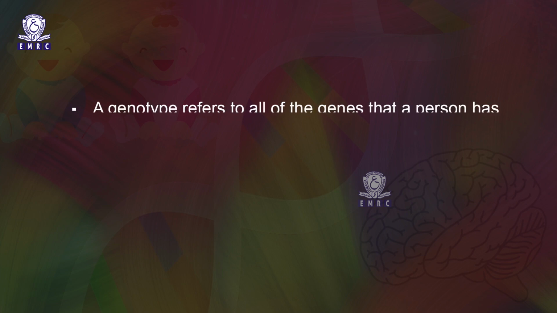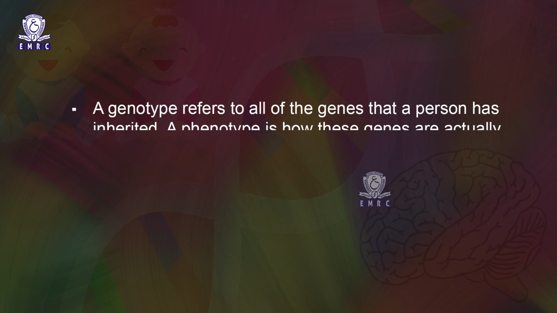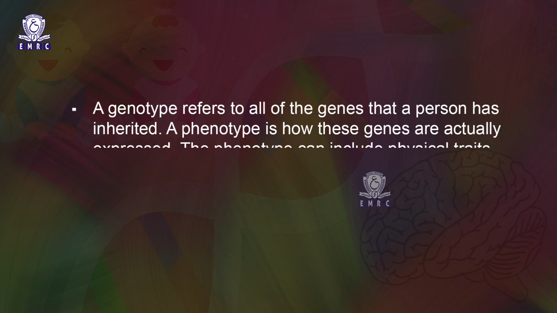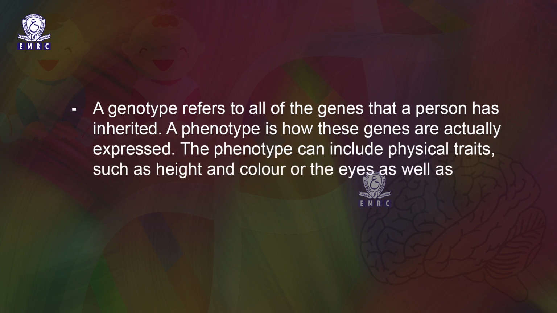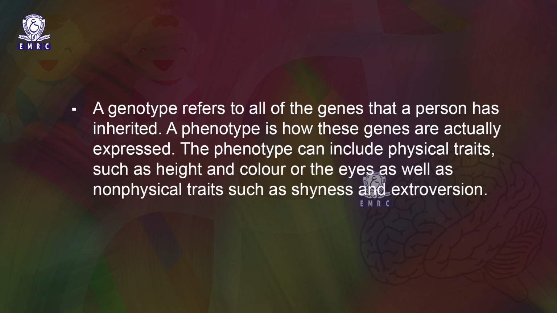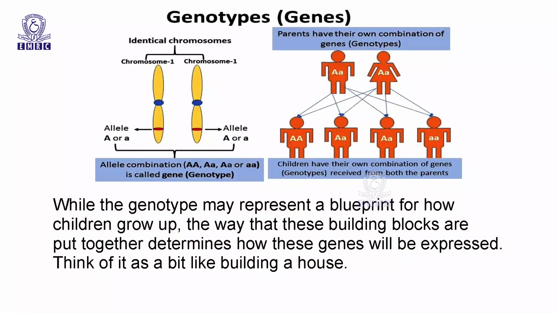A genotype refers to all of the genes that a person has inherited. A phenotype is how these genes are actually expressed. The phenotype can include physical traits such as height and color of the eyes, as well as non-physical traits such as shyness and extroversion. While the genotype may represent a blueprint for how children grow up, the way that these building blocks are put together determines how these genes will be expressed.